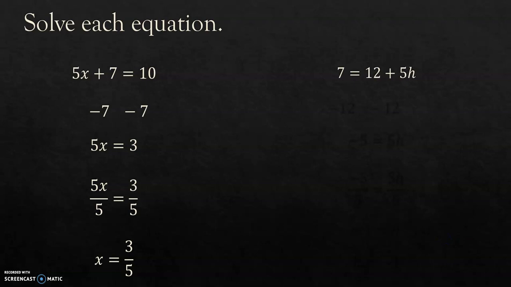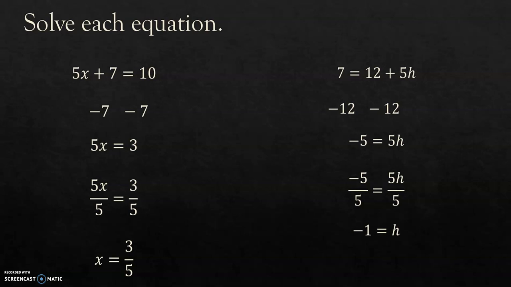7 equals 12 plus 5h. Subtract 12 from both sides. -5 equals 5h. We divide by the number that is being multiplied by the variable, which is the 5. Divide by 5 on both sides. -1 equals h. We like to write our solution with the variable first. h equals -1.